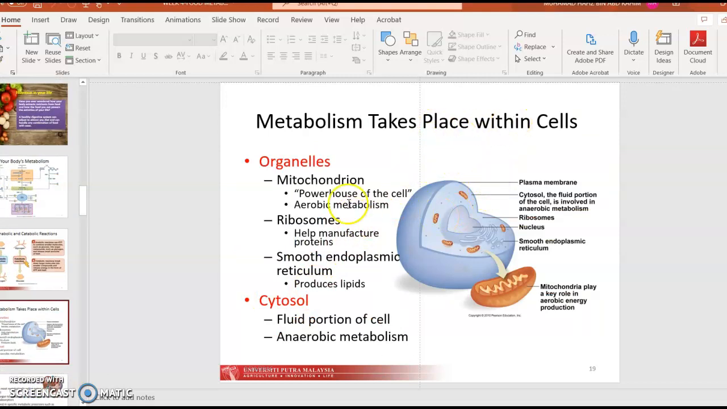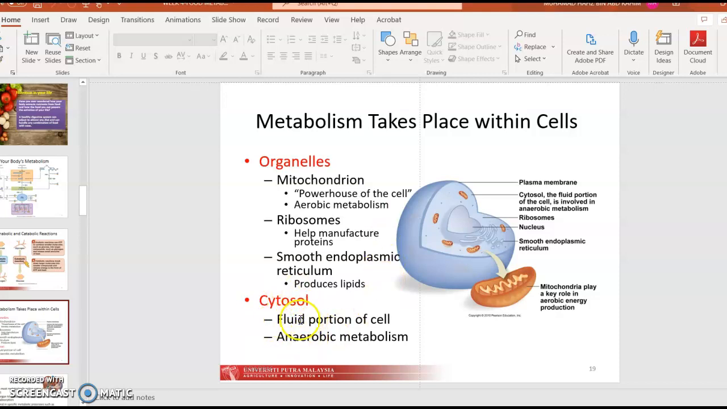Basically, the most important organelle in metabolism is the mitochondria, or the battery of the cell. Mitochondria can only do aerobic metabolism, but if the cell doesn't have enough oxygen, it will only do the metabolism in the cytoplasm. During the process, it can produce a byproduct, which is lactic acid, that will be transported to the liver and converted back into glucose in the process we call the Cori cycle. This one you can refer to in the biochemistry lecture.